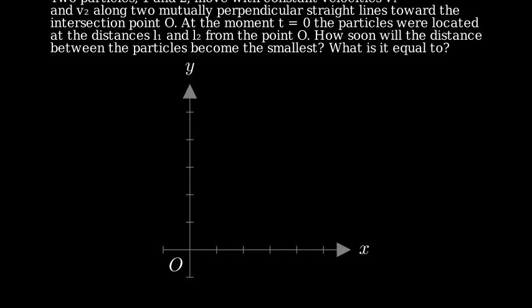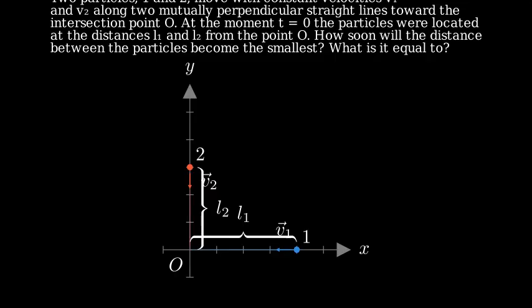We'll set up a coordinate system where the perpendicular lines are the x and y axes, and O is at the origin. Particle 1 is initially at distance L1 from origin O along the x-axis, and particle 2 is at distance L2 from origin O along the y-axis. As time passes, both particles move toward the intersection point O. Let's see how their positions change over time.